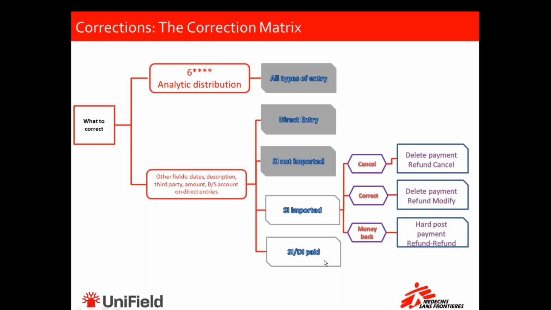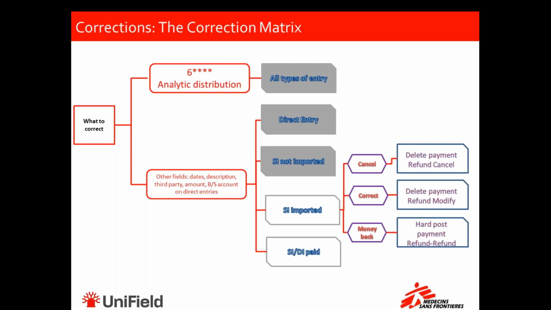Thank you, yeah. So then we have the paid supplier invoice or direct invoice. DI is direct invoice, SI is supplier invoice. So we have here the case of a paid supplier invoice or direct invoice. What does it mean? You import the invoice and you hard post the entry. Then you realize that there is a mistake. Either you want to cancel, or you want to correct, or there is money back.